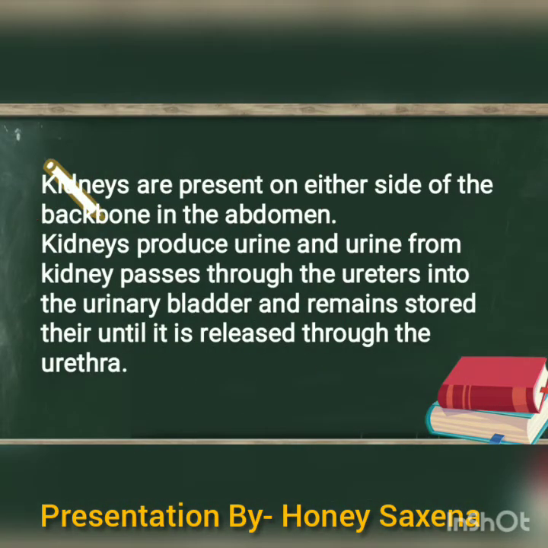So now kidneys are present on either side of the backbone in the abdomen. Kidneys produce urine, and urine from the kidney passes through the ureter into the urinary bladder and remains stored there until it is released through the urethra. So just now we have studied the process of how urine passes through the kidney into the urinary bladder and is released out from the body.